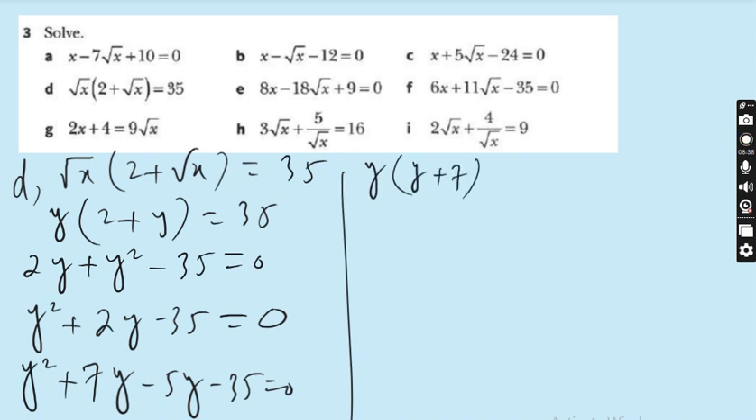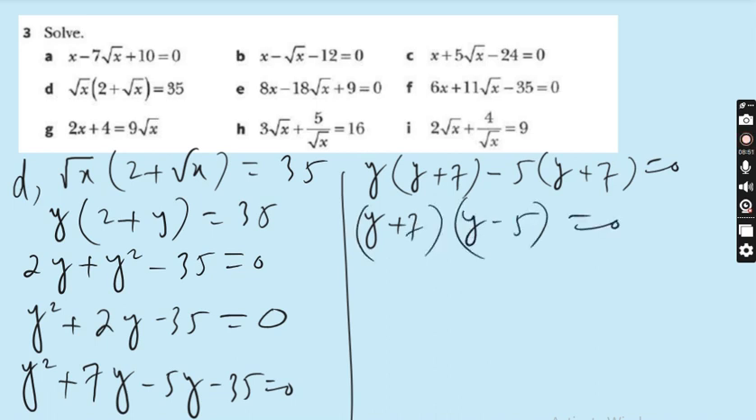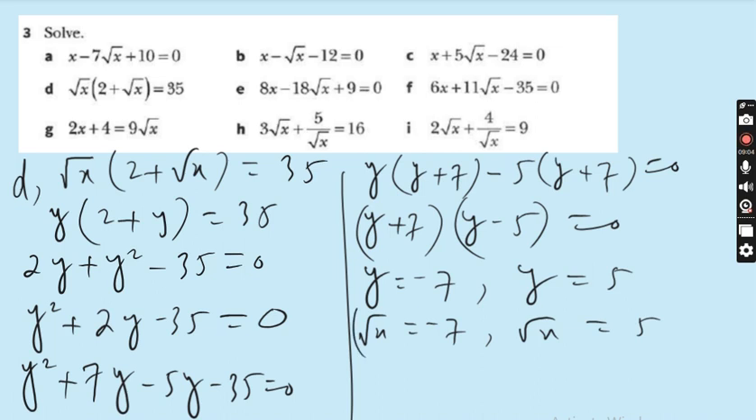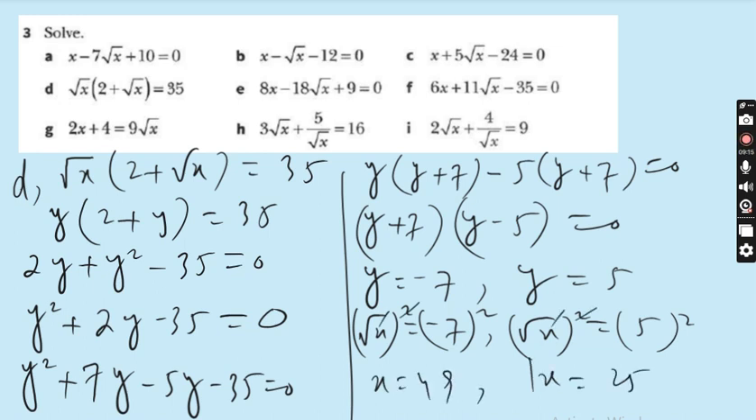(y + 7)(y − 5) = 0. So y + 7 = 0 and y − 5 = 0. y = −7, y = 5. Y is what? √x = −7 and √x = 5. Squaring on both sides in both the equations, x = 49, x = 25.